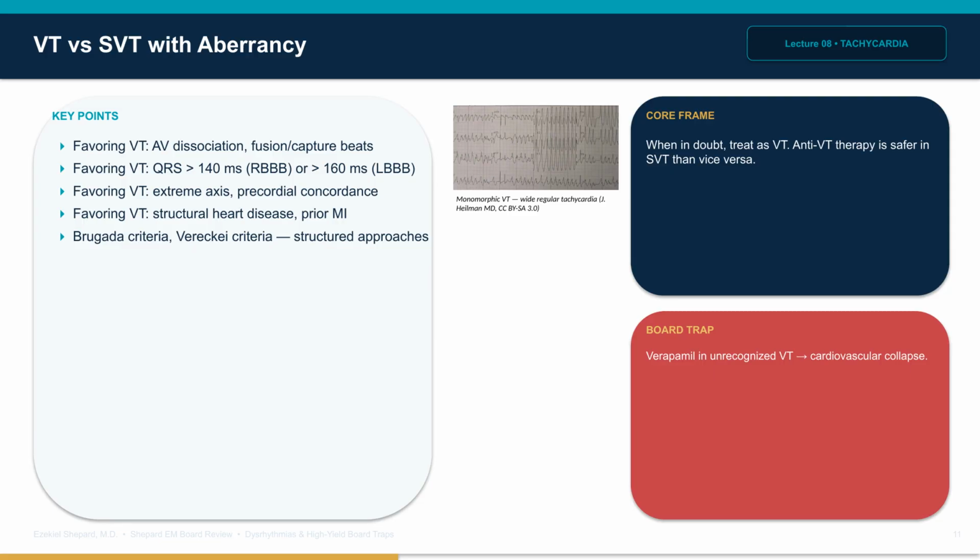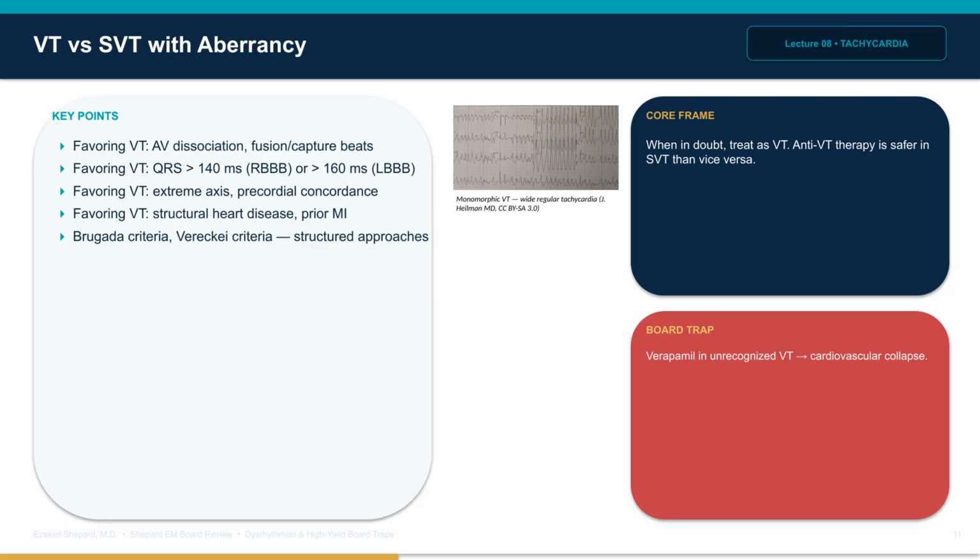The Brugada algorithm walks 4 steps: absence of RS in any precordial lead, R to S interval over 100 milliseconds in any of those leads, AV dissociation, and morphology criteria in V1 and V6. Any single yes calls it VT. The Vereckei criteria look at initial and terminal QRS forces in aVR. A dominant initial R wave there favors VT.